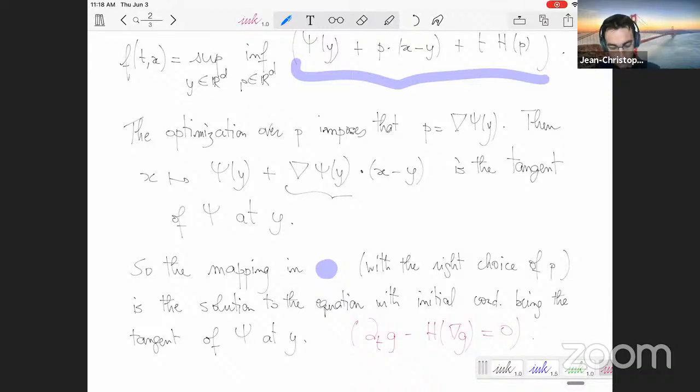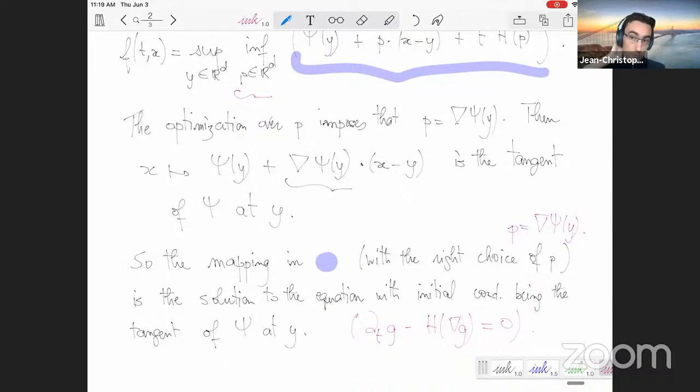By right choice, I mean, it's not necessarily a minimizer, but if you find a p that does this optimization, you will have p equals grad psi of y. Okay, this is a necessary condition for being an optimizer. So that's one way to interpret the statement: in some perhaps non-obvious sense, if we replace the initial condition by this envelope of affine functions, then we can actually express the full solution using this family of approximations.